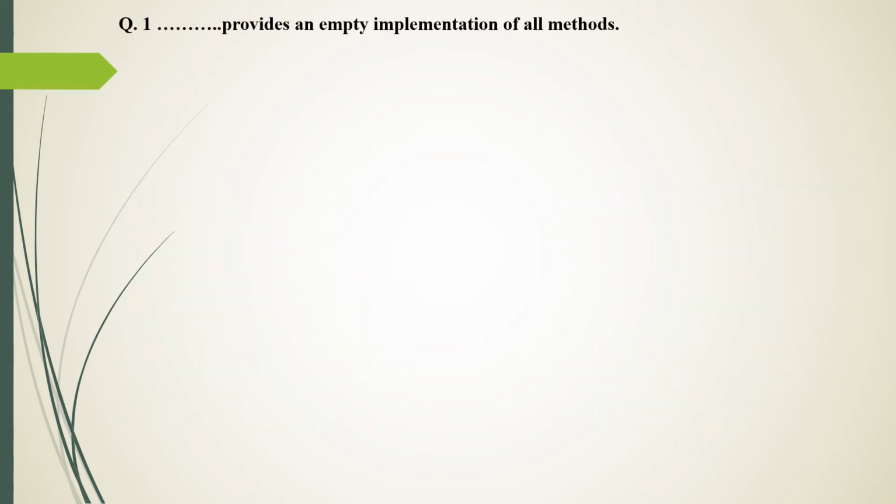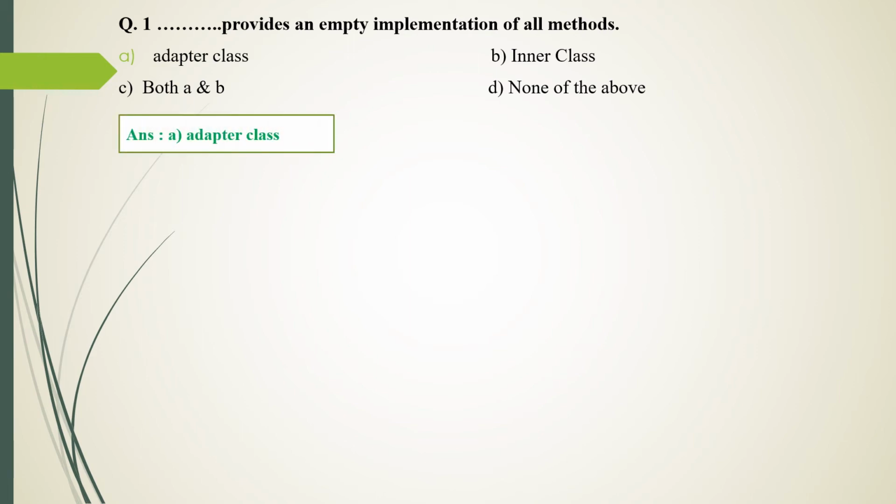Next we have some MCQs. First, what provides an empty implementation of all methods? Options are first adapter class, second inner class, third both A and B, and last option none of the above. So the answer of the question is adapter class. Adapter class provides an empty implementation of all methods.